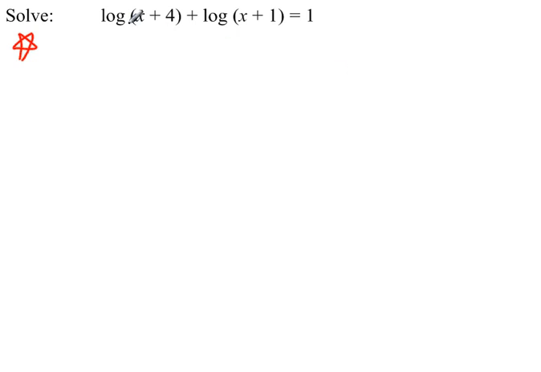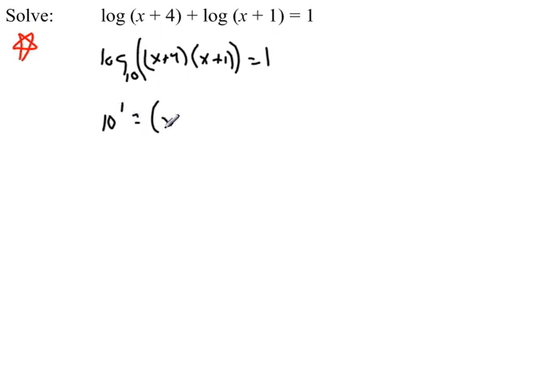First of all, I've got two logarithms added together. We know from our previous work we can write this as one logarithm with the quantities multiplied. So we've got the logarithm of (x plus 4) times (x plus 1) equals 1. Now, from our previous notes, we know that the best way to solve a logarithmic equation is to write it exponentially. So we've got 10 to some power equals all this, and there's the power. So 10 to the first equals (x plus 4) times (x plus 1).